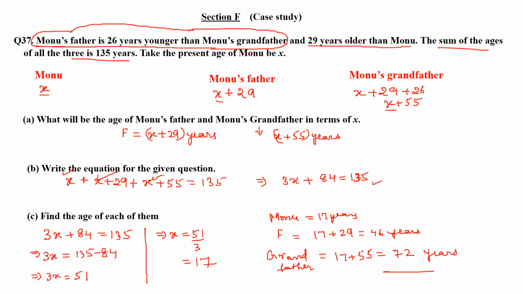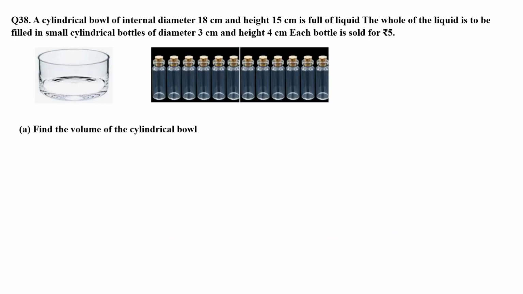Now I will solve the second case study question. Question number 38. This is the last question. A cylindrical bowl of internal diameter 18 cm and height 15 cm is full of liquid. The whole of the liquid is to be filled in small cylindrical bottles of diameter 3 cm and height 4 cm. Each bottle is sold for 5 rupees.